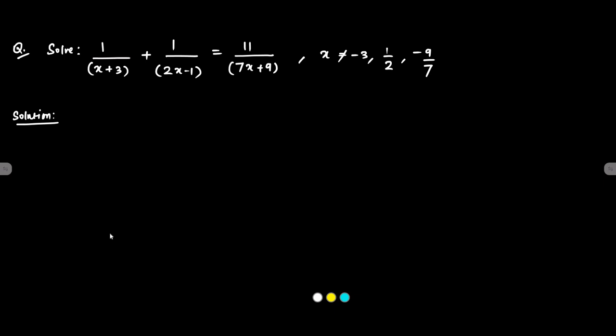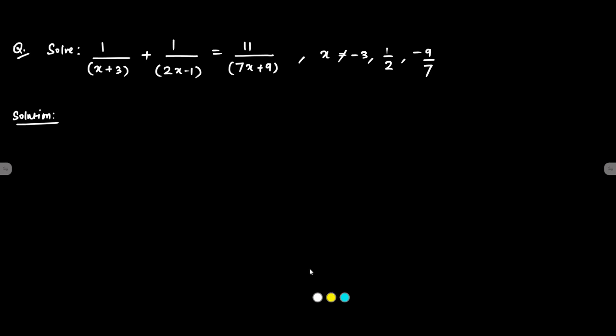So here is another question on solving quadratic equations through factorization method. Here an equation is given which is 1 by x plus 3 plus 1 by 2x minus 1 is equal to 11 by 7x plus 9, with the condition that x is not equal to minus 3, 1 by 2, or minus 9 by 7.